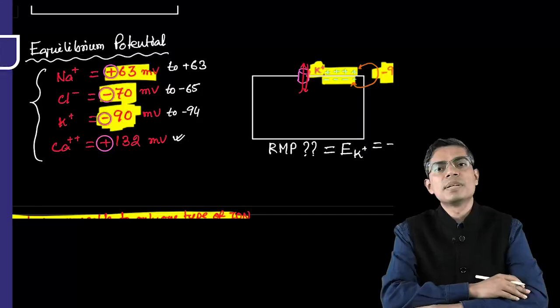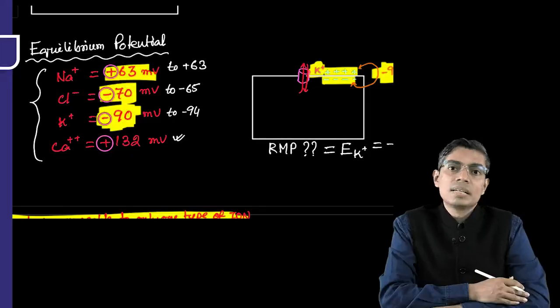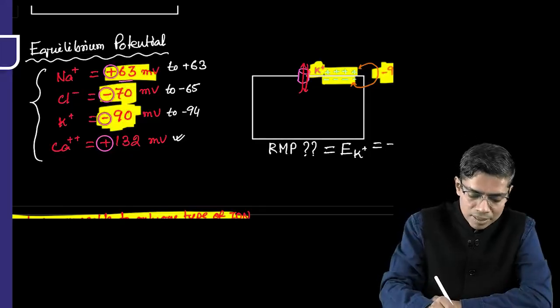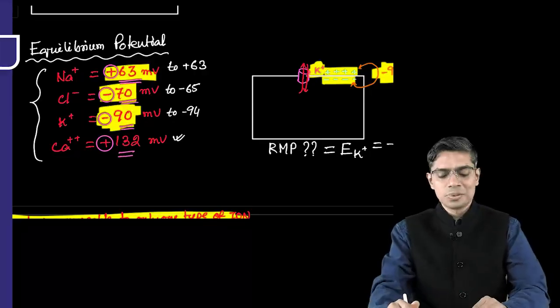That's why the equilibrium potential sign, whether it will be positive or negative, you can remember like this, and the number will be calculated based on the Nernst equation. So this is all.